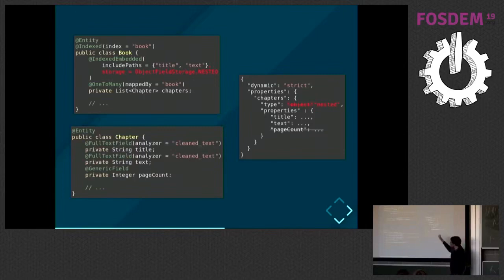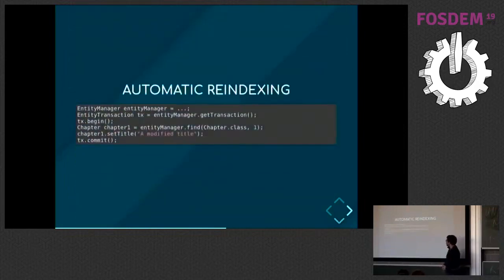So there are many options here, and you can really customize how you map your book to a document. Once again, reindexing is automatic. Now, if you have a piece of code that changes the chapter, where the book is never involved, Hibernate Search will know that when a chapter changes, you need to reindex the corresponding book. And it will do that. You don't need to tell us to do that, we know it.